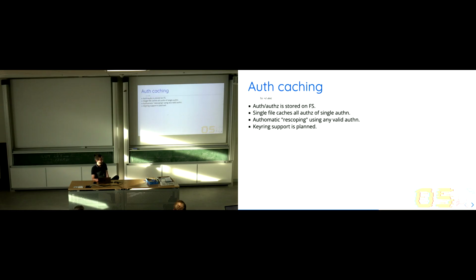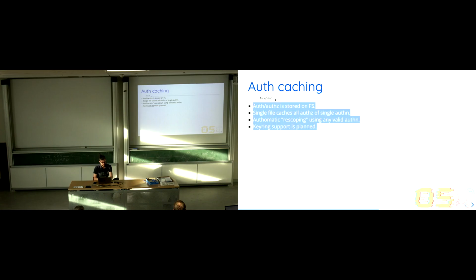Authentication caching. In Python OpenStack client, it is not enabled by default. Here it is enabled by default, and it is stored on the file system. I admit there are some tricky points here. Technically speaking, I have multiple authentication cache files.